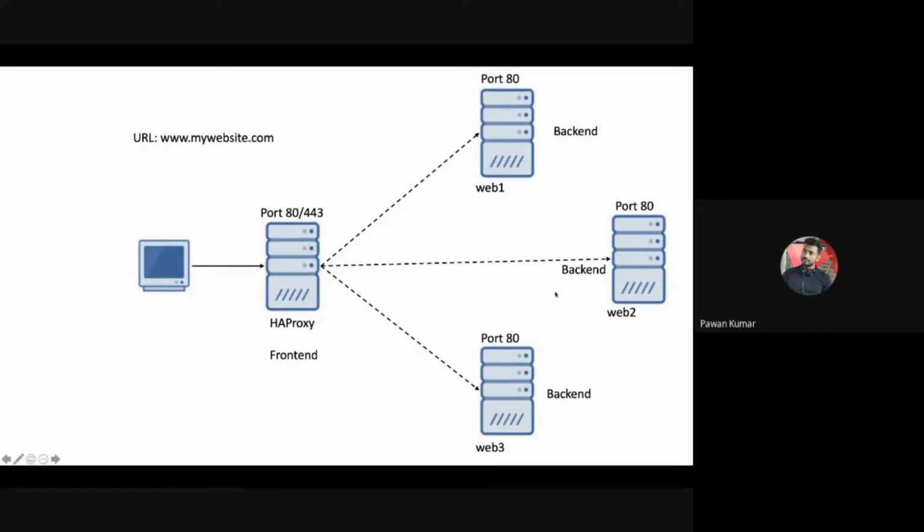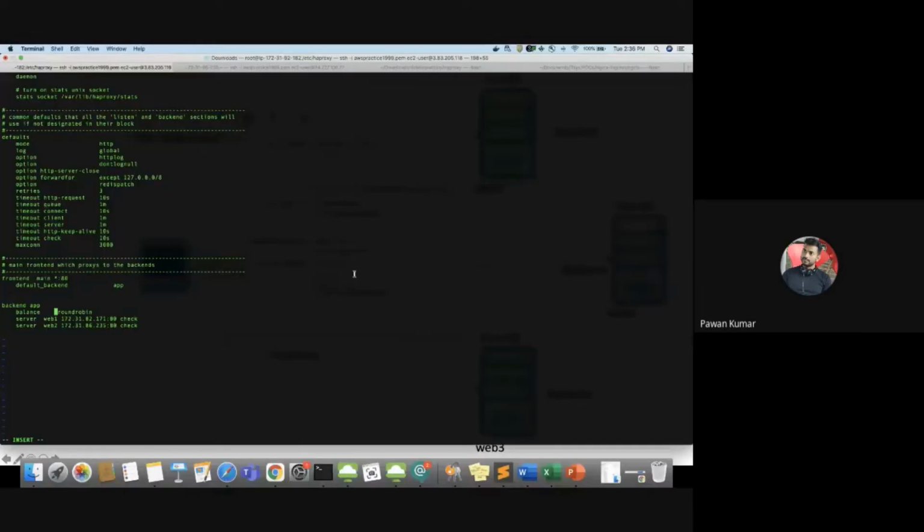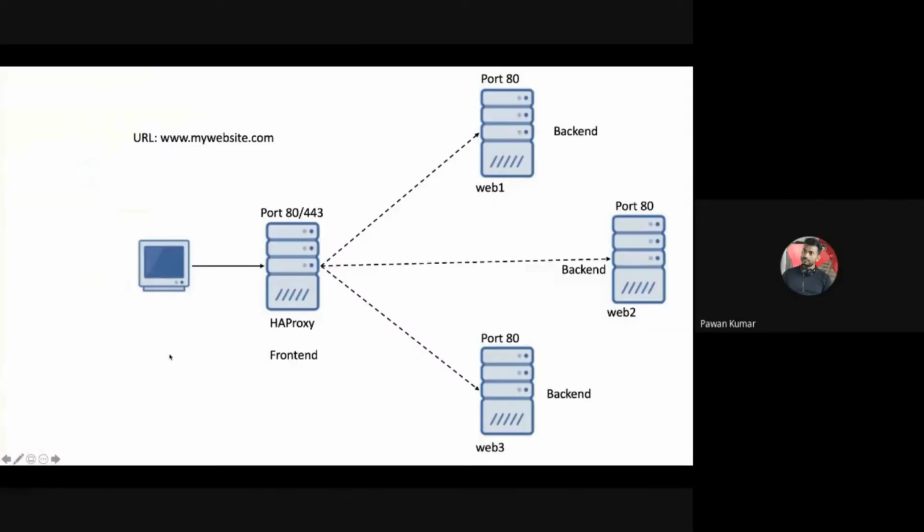So let's say I tell HAProxy to send 80% traffic to web 1 and only 20% traffic to web 2. So if 100 requests come, it will send 80 and 20. This way we can use weighted balance. According to the weight, the traffic will travel to the backend. So any question on the balance topic?